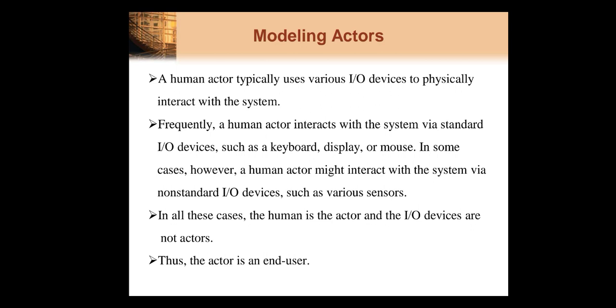Now, modeling actors. How will we model them? Human actors typically use various IO devices to physically interact with the system. Most of the time a human being uses IO devices to communicate with the system. A human actor interacts with the system via standard IO devices. For example, if you want to communicate with a computer, you need a keyboard, mouse and display. In some cases a human actor might interact with the system via non-standard IO devices such as a sensor in the remote system. So in all these cases, the human is the actor and the IO devices are not actors.